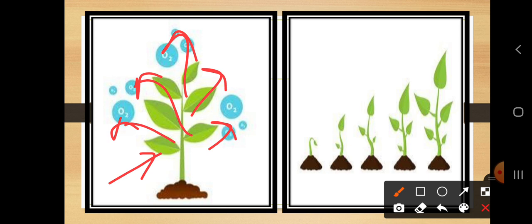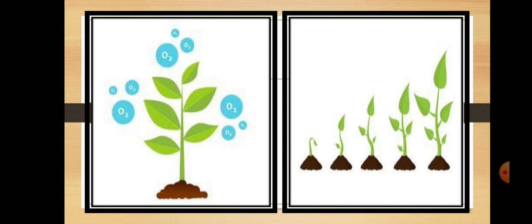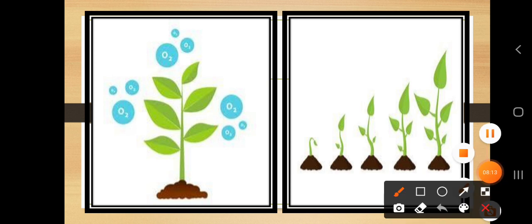Dear students, if you grow more plants in the atmosphere, you will get more oxygen. So what is your work? To keep our environment healthy and to get more oxygen, you have to grow more plants. I hope you now know how our human body performs the respiratory system. You all get the idea.